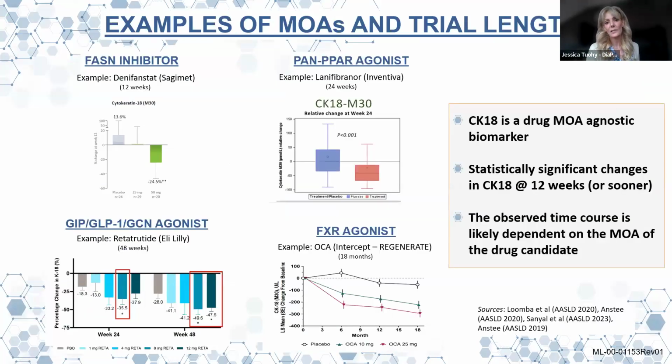All right, so here are some examples of data from MASH trials that have used CK18 as a biomarker. On the top left, we have denifanstat, which is a FASN inhibitor, then lanifibranor, a pan-PPAR agonist. Bottom left is Eli Lilly's latest triple agonist, retatrutide, and then on the bottom right is obeticholic acid. Each of these drugs has a distinct mechanism of action, but in each study, CK18 levels were significantly decreased in the drug treatment group over the placebo group. So what this illustrates is that CK18 is a drug mechanism of action agnostic biomarker.